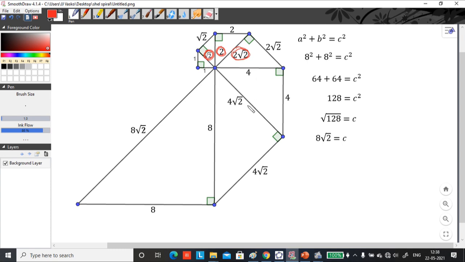And then the hypotenuse here is 4. And then the next one is 4 times the square root of 2. And then 8. And then 8 times the square root of 2. So what is the pattern going from these like this? Do you see any pattern in this spiral?